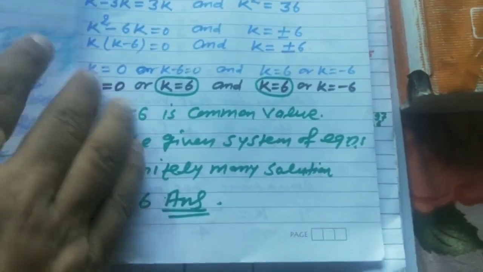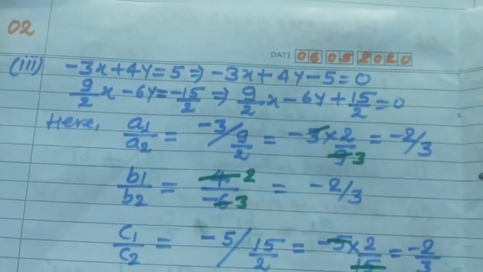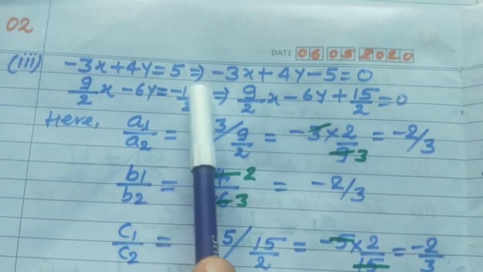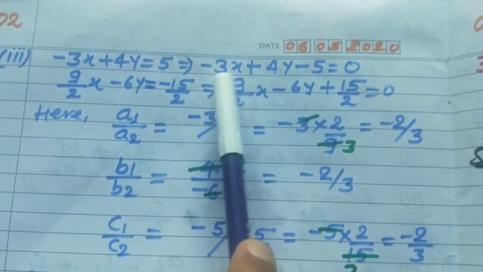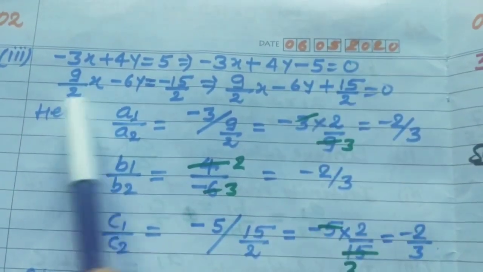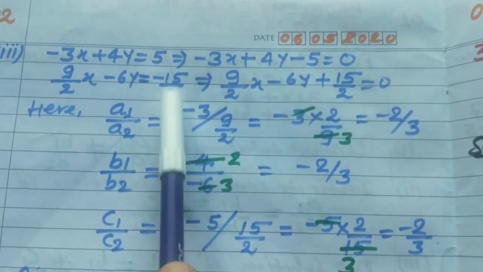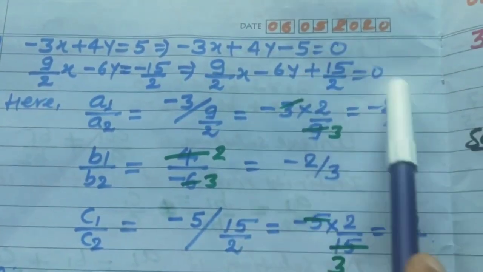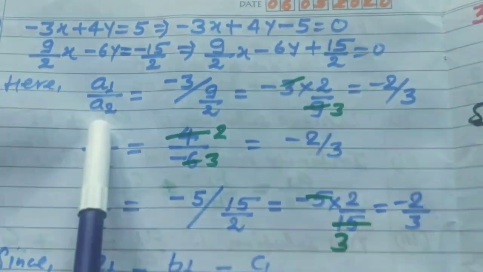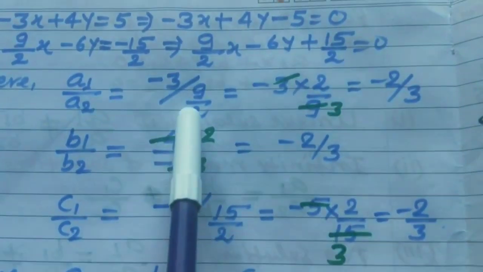The third pair of equations is given here. The first equation is minus 3x plus 4y is equal to 5. So transfer this 5 to LHS, it will become minus 3x plus 4y minus 5 is equal to 0. The second equation is 9 upon 2 x minus 6y is equal to minus 15 by 2. So transfer this minus 15 by 2 to LHS, it will become plus, is equal to 0. Now let us find A1 upon A2. A1 is, you can see here, minus 3 and A2 is 9 upon 2.